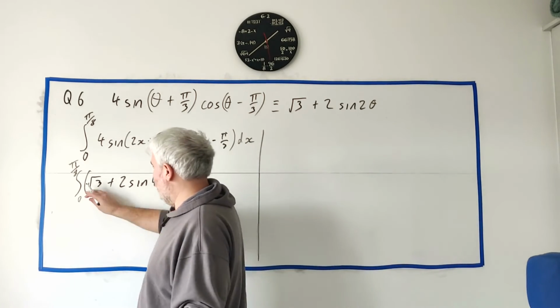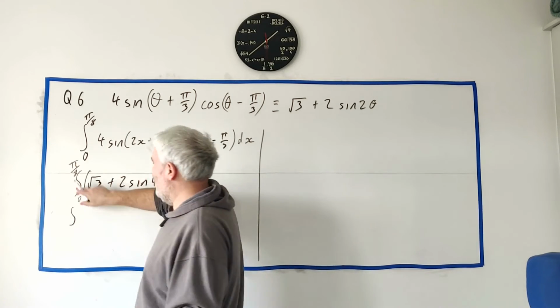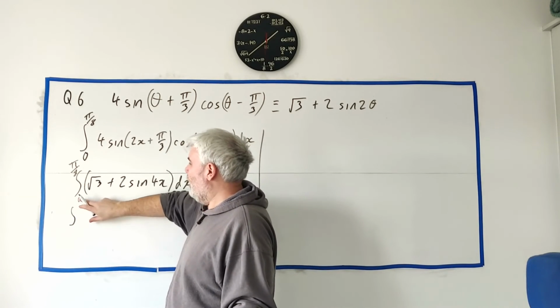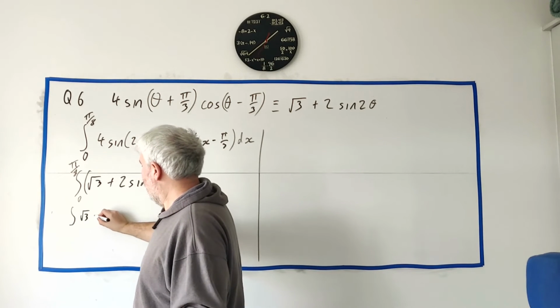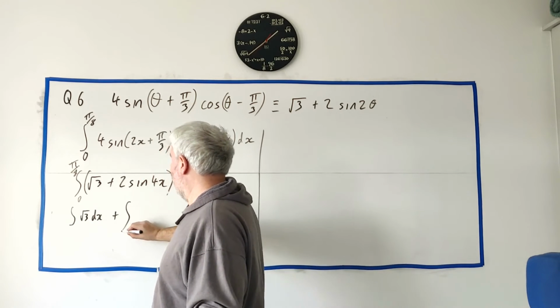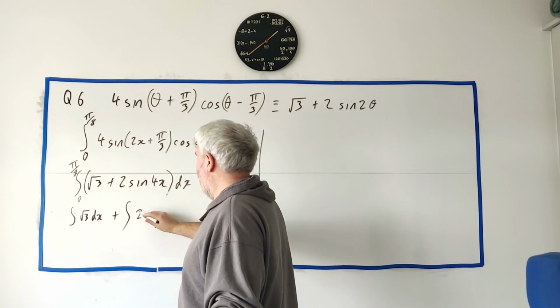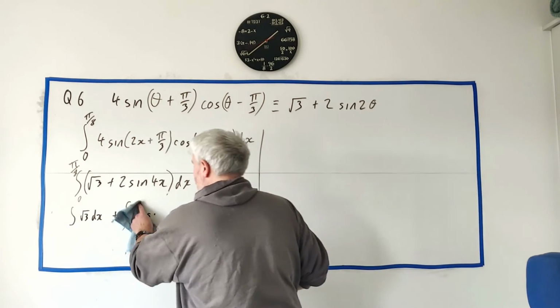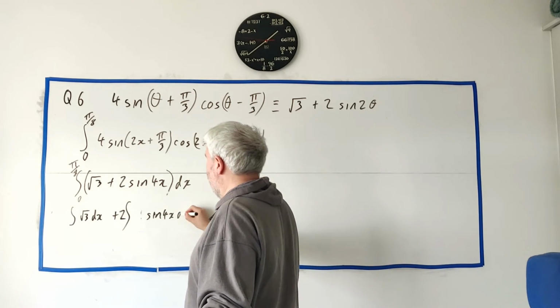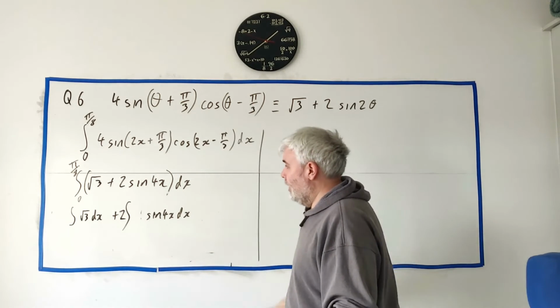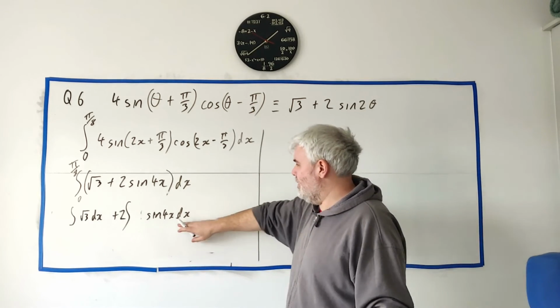So first thing I'll do is I'll separate these, the integral. I'll write all this in later, whenever these numbers change, I'll write them in. Square root of 3 dx plus the integral of, actually the 2 can stay outside, 2 sine 4x dx. This guy we can do, but this one's a little more difficult.